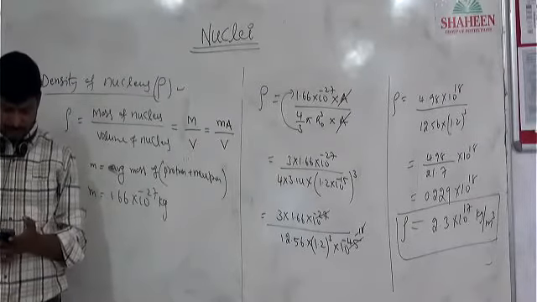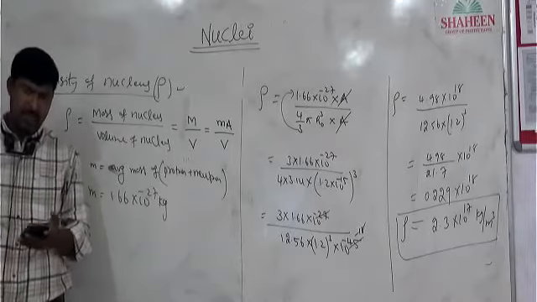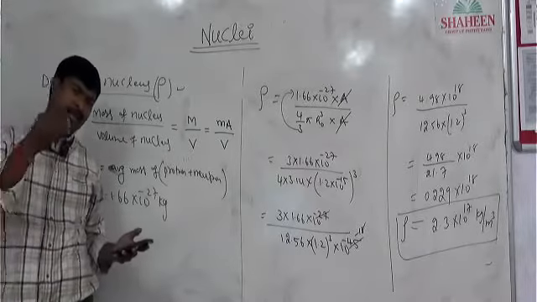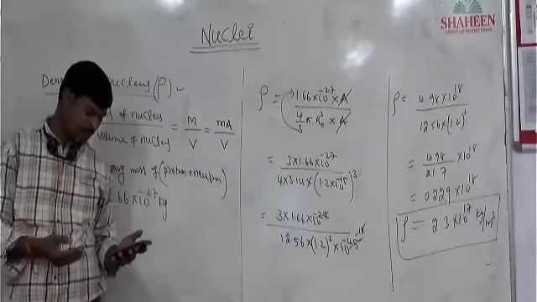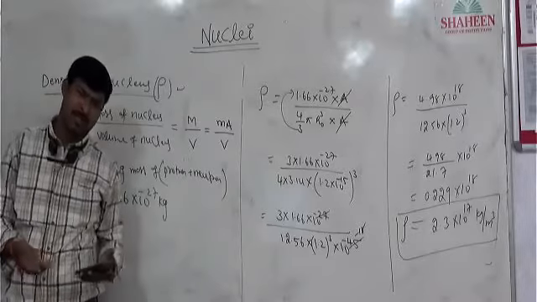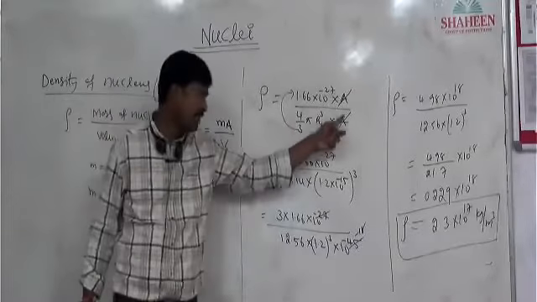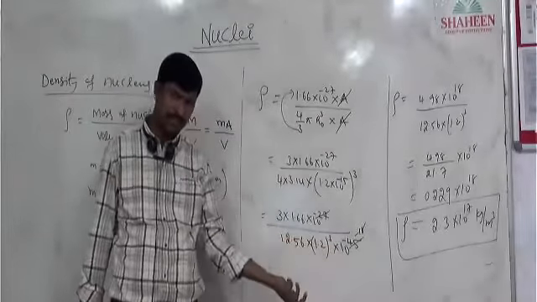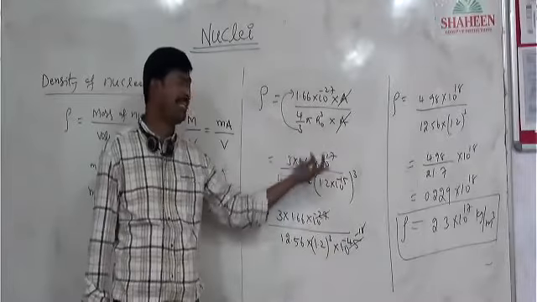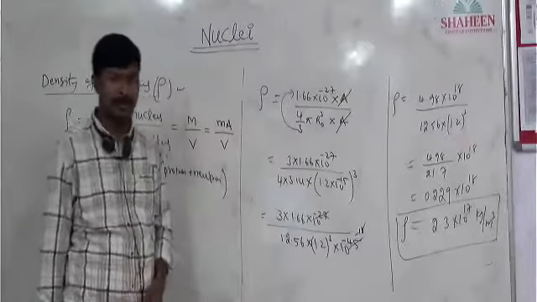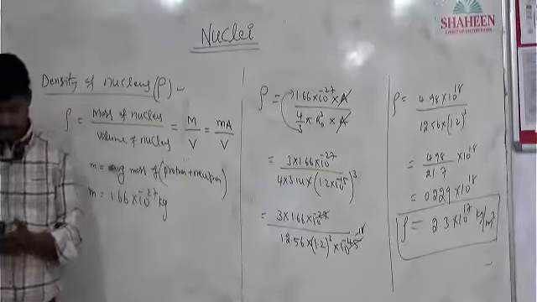Density is directly proportional to mass, inversely proportional to volume. But mass also depends upon atomic mass number, and volume also depends upon atomic mass number. That only I explained just now. This A cancels out. Correct, na? So rho is independent of A. Clear?